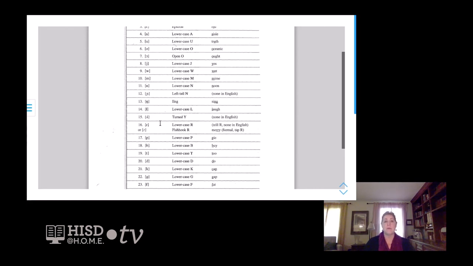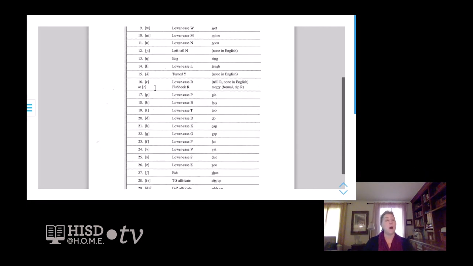L, the turned Y, voglio, voglio. And we'll see how that's spelled. It's not spelled with a Y. We'll see how that's spelled. R with a trill and a fish hook R with a tap, meri, where we just tap or flip our R. P, B. Now remember, in Italian, it is a dental language.